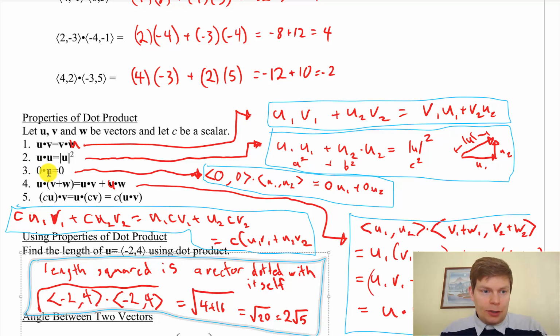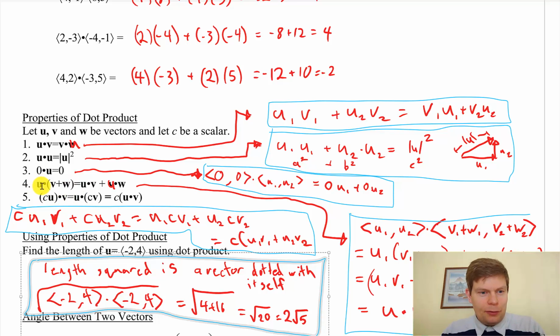The zero vector multiplied by any vector is also zero. And again, order doesn't matter, which kind of makes sense. Your 0 vector, you have a 0x component and a 0y component. Dot those together. You have 0 times u1 plus 0 times u2. Obviously 0. 0 times anything is just 0. So we have a couple of zeros added up.